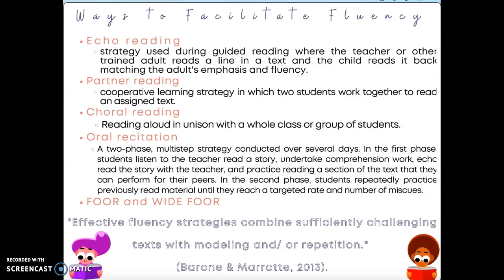In the first phase, students listen to the teacher read a story, undertake comprehension work, echo read the story with the teacher, and practice reading a section of the text that they can perform for their peers. In the second phase, students repeatedly practice previously read material until they reach a targeted rate and number of miscues.